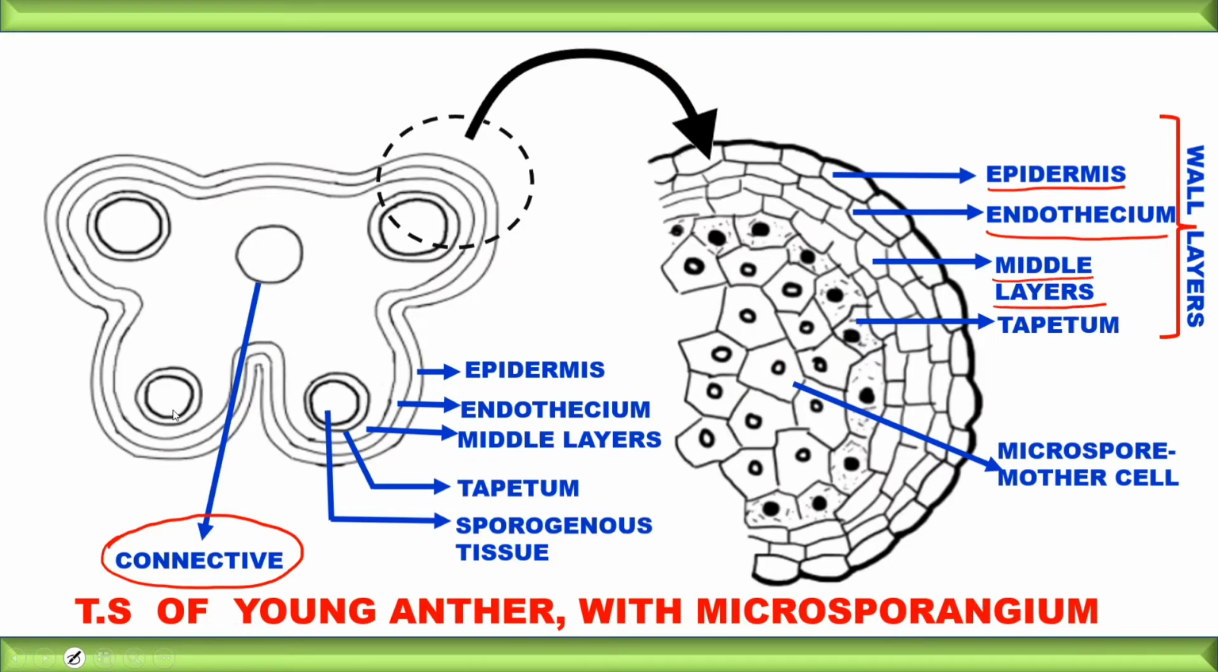Then there are multiple middle layers. You can draw 2 layers. And finally, the important innermost wall layer is the tapetum, which contains dense cytoplasm with a nucleus. Innermost is the microspore mother cells.